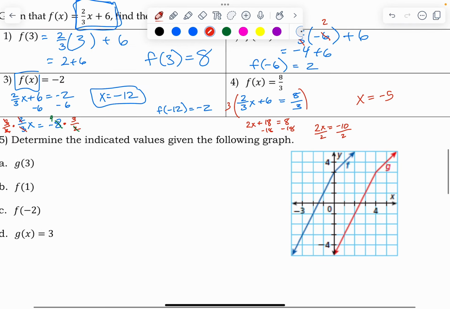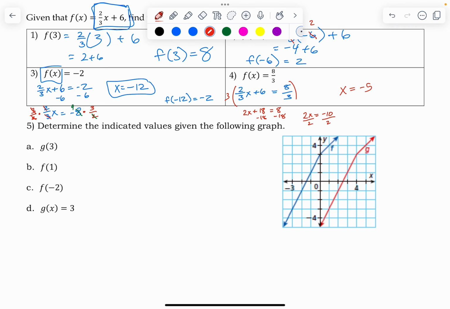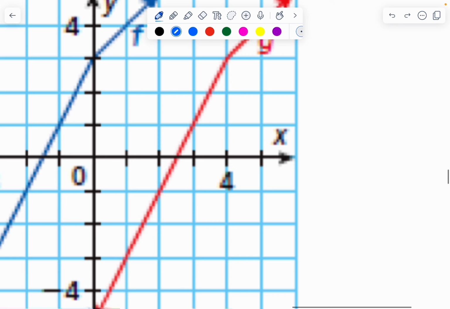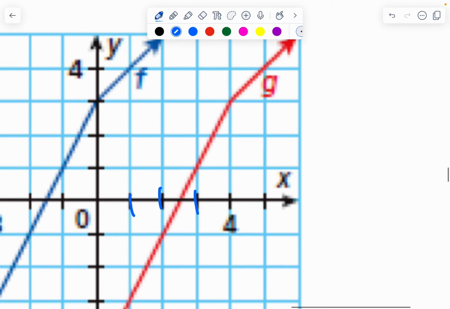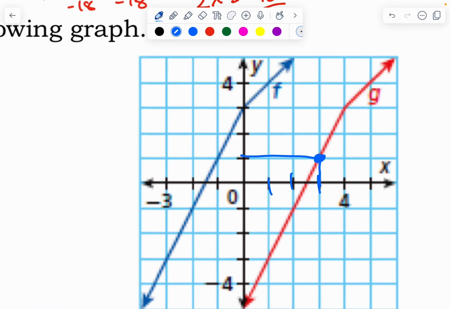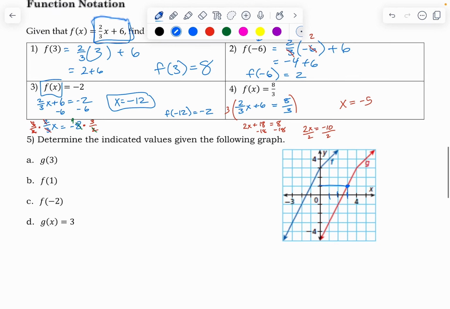Super. Now they gave us this lovely little graph, and they're going to ask us different things. Here's f and here's g. For g of 3, I'm going to count out 1, 2, 3, and come find where x is 3. My y value is 1. I wrote more than I may have needed to, but g of 3 equals 1.